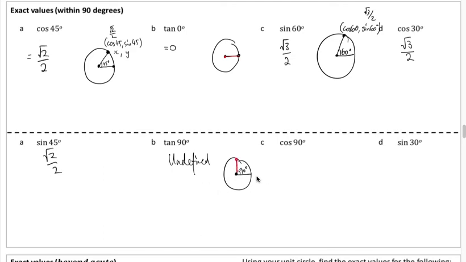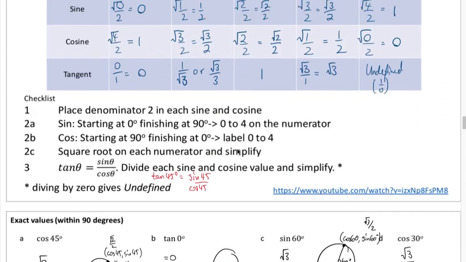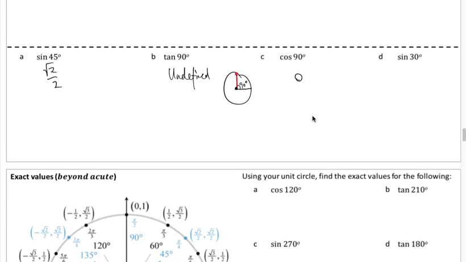Cosine 90 is going to be 0. And sine 30 is going to be a half. And we can always just go back and check these values, right? Now I just know these off the top of my head, and I hope you get to that point too.